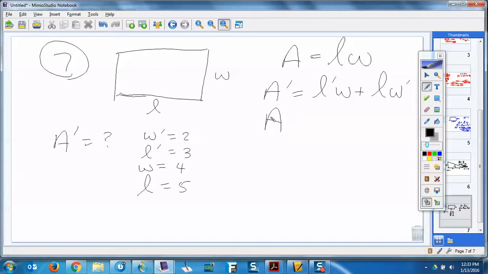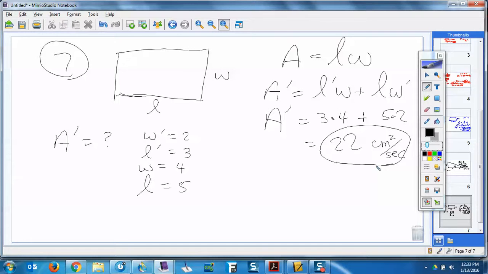And now we simply, it couldn't work any better. Everything we want, we have. So there's 3 times 4, and there's 5 times 2. And then the only thing you've got to make sure you do is put the right units on it. What is that? Yeah, because it's area. And again, we know that because the L prime here is 3 centimeters per second, and the W is centimeters. So when we multiply those two, L prime times W, that's going to be centimeters squared per second.